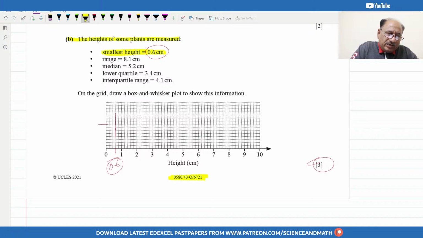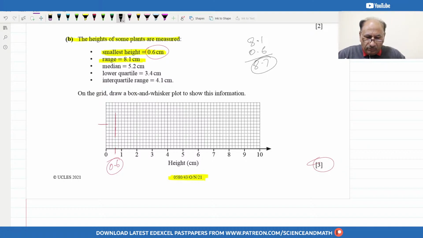Yes, what does range mean? Range is maximum minus minimum. So the minimum is the smallest value, 0.6. So we will add the range in this, 8.1, so 8.7 will be the maximum value. So we will go to 8.7. I will change the color so that it should remain uniform. 8.7 will be over here, and I will indicate 8.7.